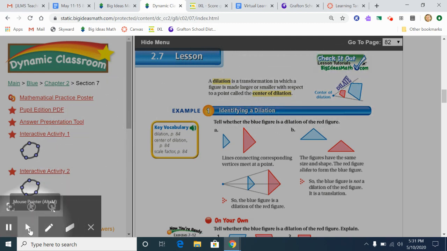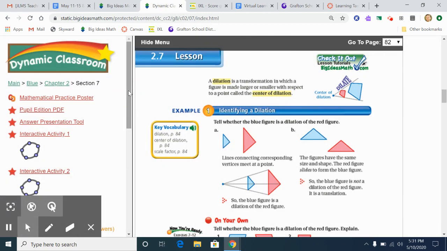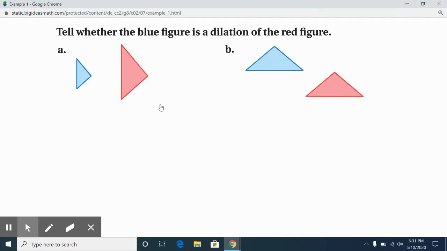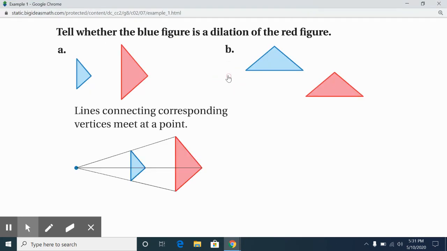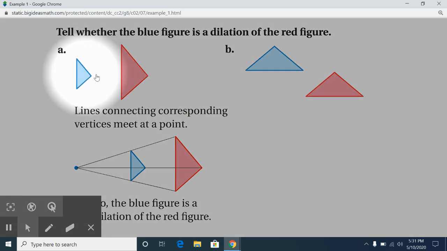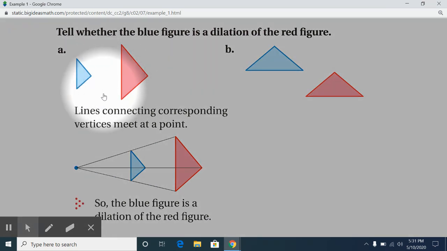So first thing we're going to do is just identify a dilation, which we're seeing is it a dilation or not. So this is simple. Problem A here, they're asking, is this a dilation or not? And it's saying if we took lines from a point and connected corresponding vertices, they do meet at a point. So the blue figure is a dilation.